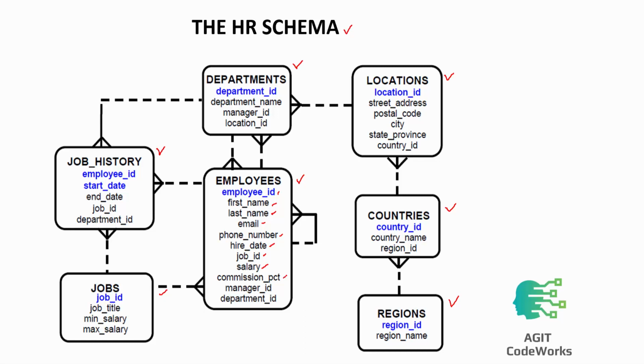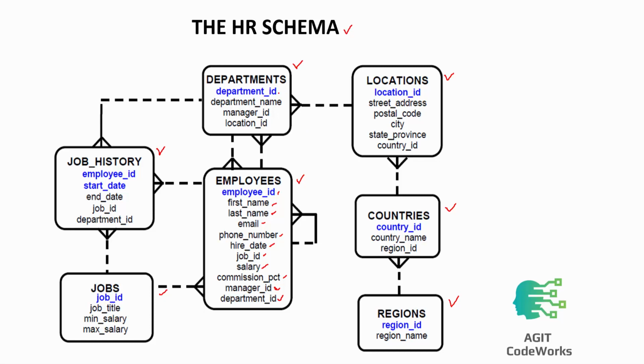Commission underscore PCT will hold information about whether a particular employee earns a commission or not. So when your commission underscore PCT is empty, it means this staff does not earn a commission. If it contains a record, then you earn a commission. Then the manager ID, that's the ID of your manager. To throw more light on this, manager ID will be the employee number of the person managing a particular staff. Then department ID will be the department number of a particular employee, which is recorded here.